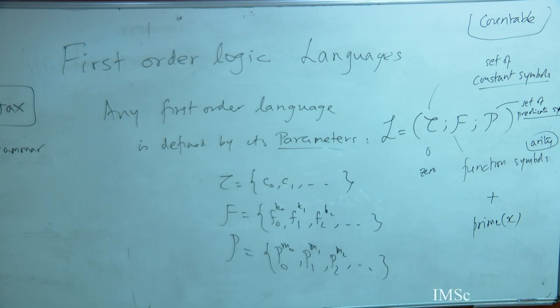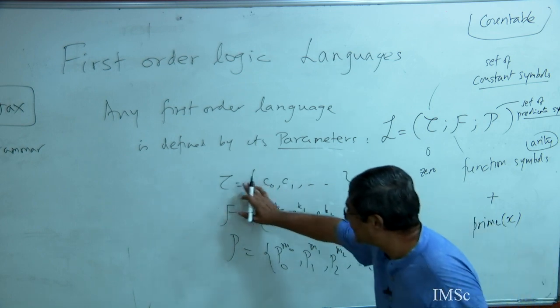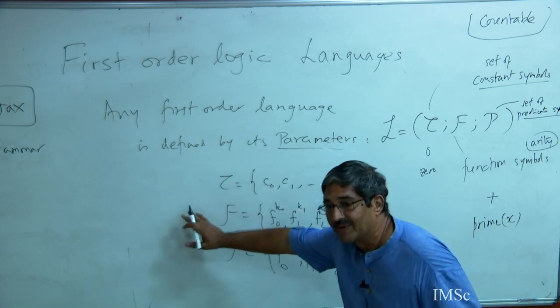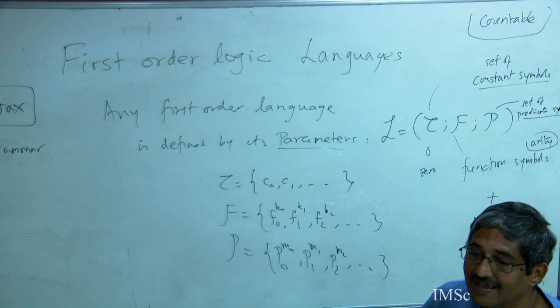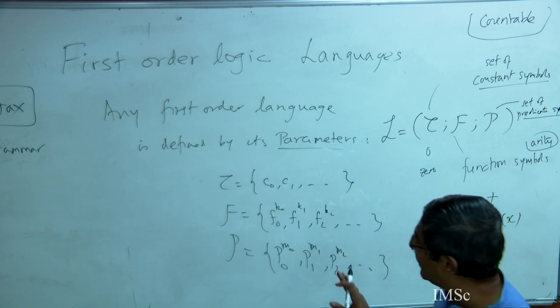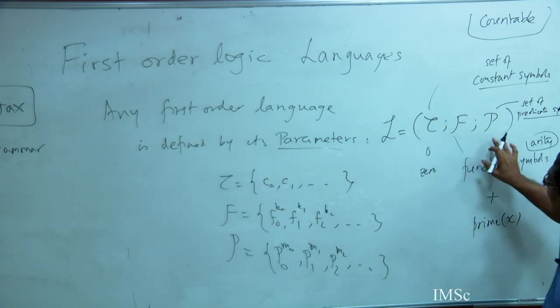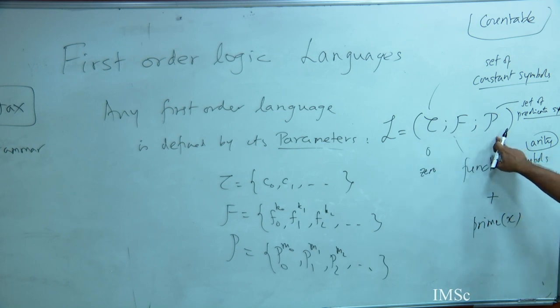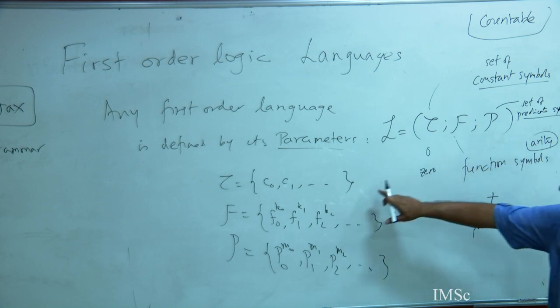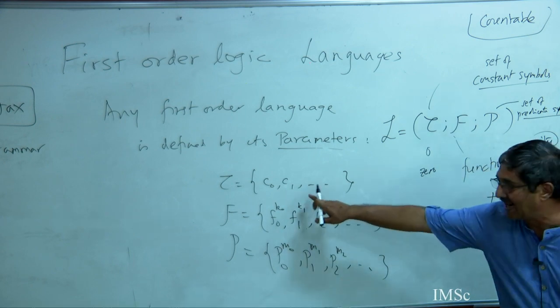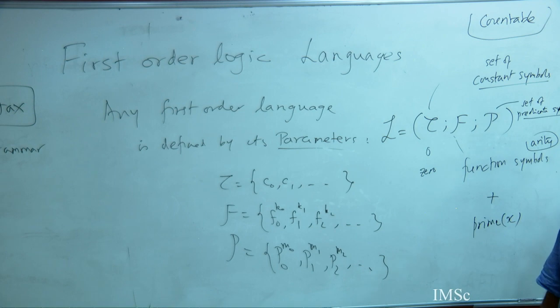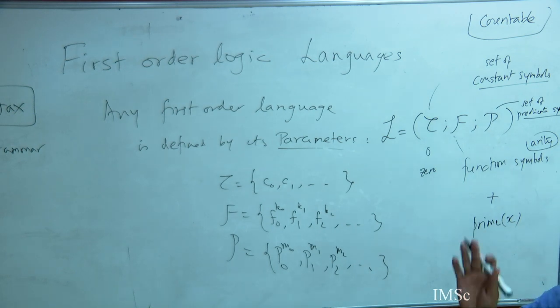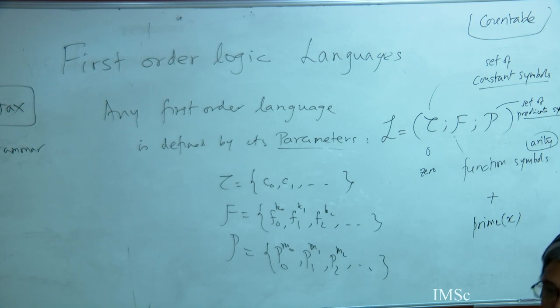No, wait. I am not saying that there is one fixed C, F and different subsets will give different languages. No. This is a notation to say that when I have a first order language L, that language will have these three sets. That's all. The cardinality of these sets is at most countable, and if it's countable, I write it like this. This is not one particular set from which you make subsets to make different languages. It's just that you choose this triple for each language. That's all.